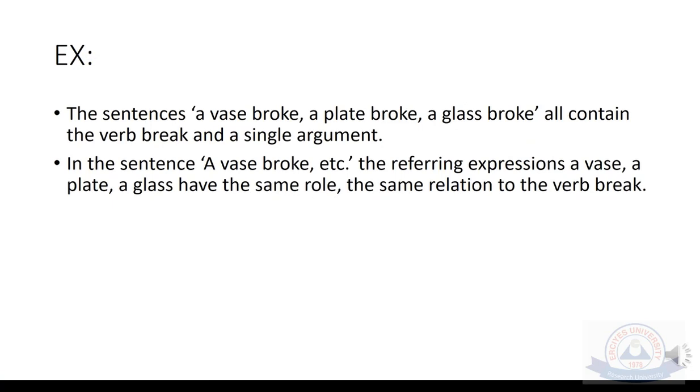The sentences, a vase broke, a plate broke, a glass broke, all contain the verb break and a single argument. The argument is given with the verb. In the sentence, a vase broke, the differing expressions, a vase, a plate, a glass, have the same role. All of them are subjects, and have the same relation to the verb break. All of them are broken, actually. So the relation between the subject and verb is the same.